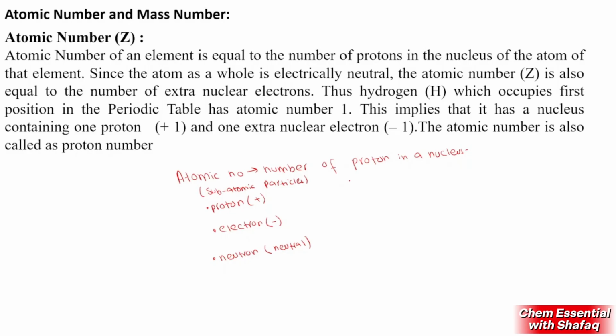When we see an atom or element in the periodic table, we can see that the atom is a neutral body. Atom is a neutral body having no charge. You cannot see any kind of charge on the element in the periodic table.